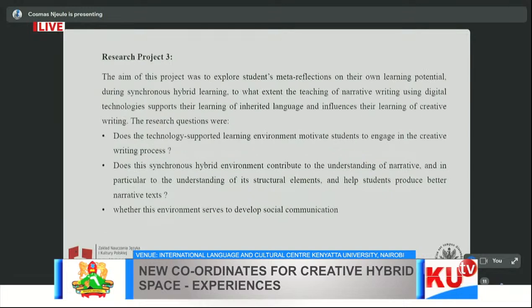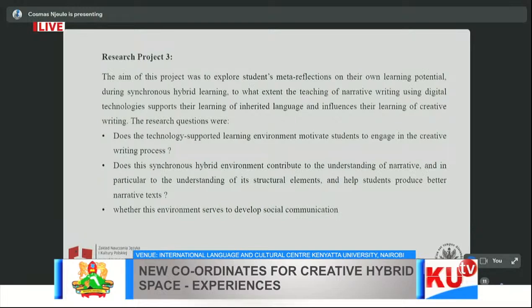Slide please. The research project 3: the aim of the project was to explore students' meta-reflection on their own learning potential during synchronized hybrid learning. To what extent the teaching of narrative writing using digital technology supports their learning of heritage language and influences their learning of creative writing.